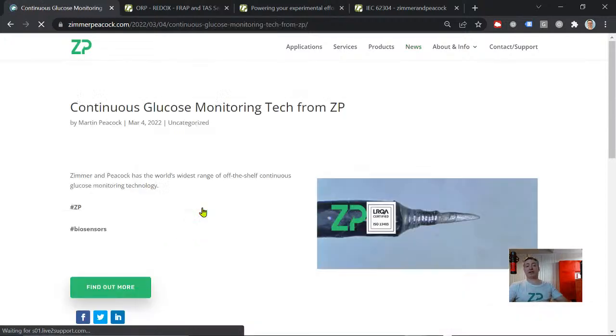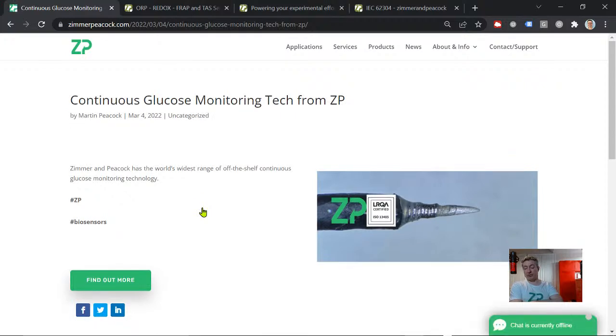Now there'll probably be some more information coming out on this pretty soon, but Zimmer and Peacock really are world experts in CGM, continuous glucose monitoring. I have a little picture up on the website of a CGM sensor. For the purposes of this, I'll call it the spike. We basically have a spike with a platinum-based working electrode with an enzyme on it, and then we have a silver chloride reference essentially wrapped around it.